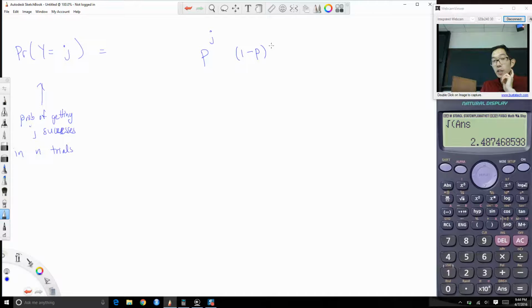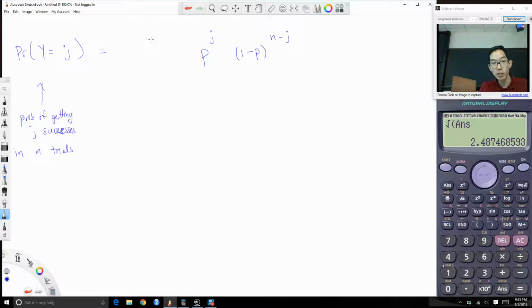If I have a total of n trials and I want j successes, how many failures am I going to have? N minus j. So the probability of success is p, and I'm going to raise that to the j power. Probability of failure is 1 minus p, and I'm going to raise that to the n minus j power. And all I need left is the number of arrangements.